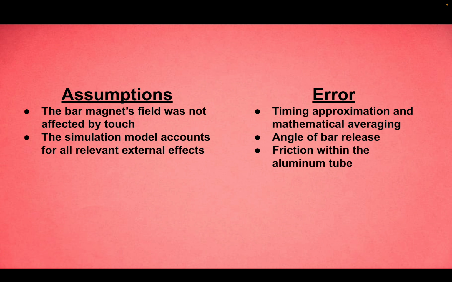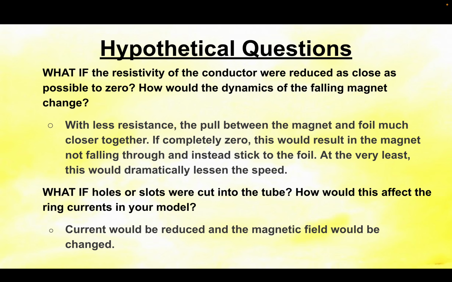A few sources of error. So the first could be timing approximation and mathematical averaging, because again, this was all based off of just the eye analyzing the video and seeing when exactly the bar fell through and how long it took, and the averaging and whatnot. That is all prone to small variation. There's also the angle of the bar release. We had to release the bar straight through the tube, so if this angle was not 100% right, that could also result in variation. And lastly, the friction within the aluminum tube could also play an effect. If the bar accidentally hit the side while within the tube, that could cause friction and slow the speed, so that's another thing that could have happened.